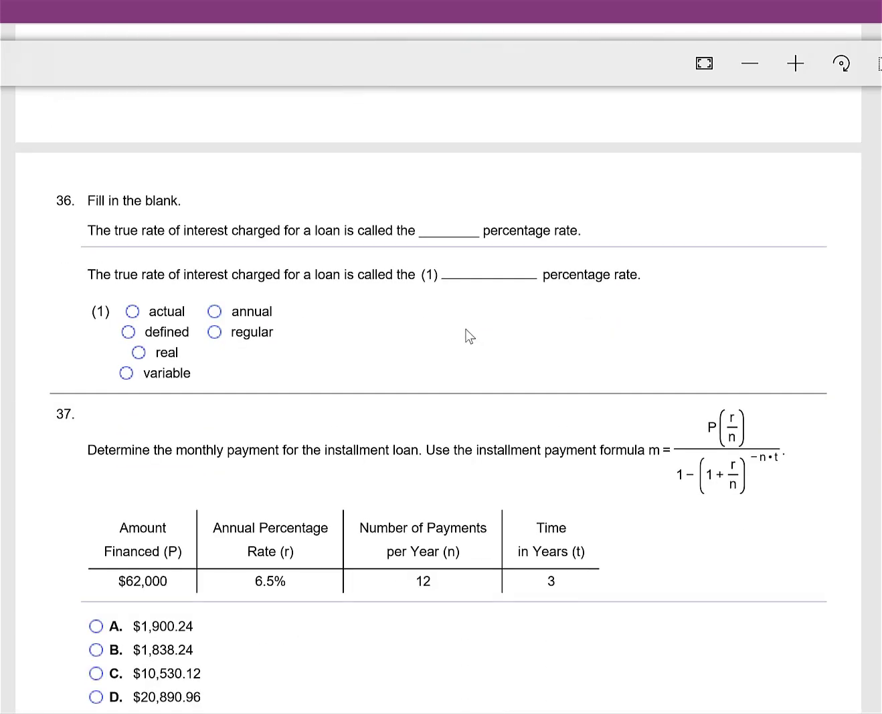The true rate of interest charged for a loan is called what? What's the true rate of interest charged for a loan? And that's called the annual percentage rate.